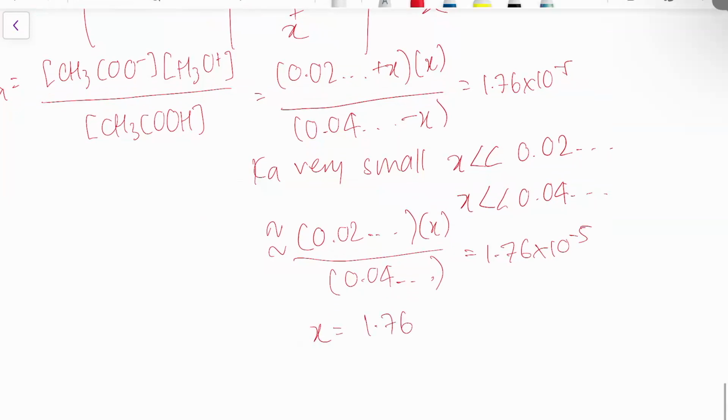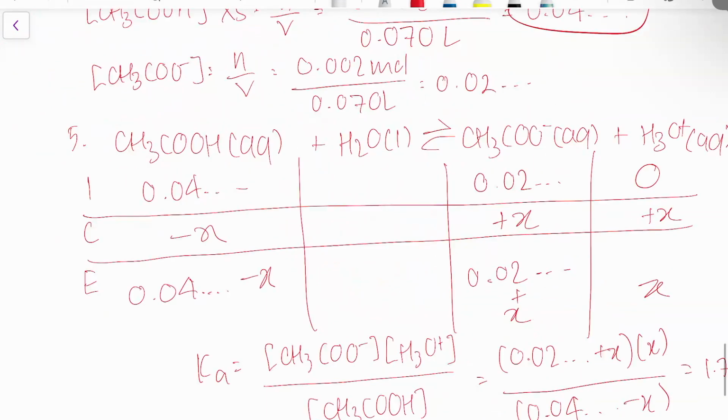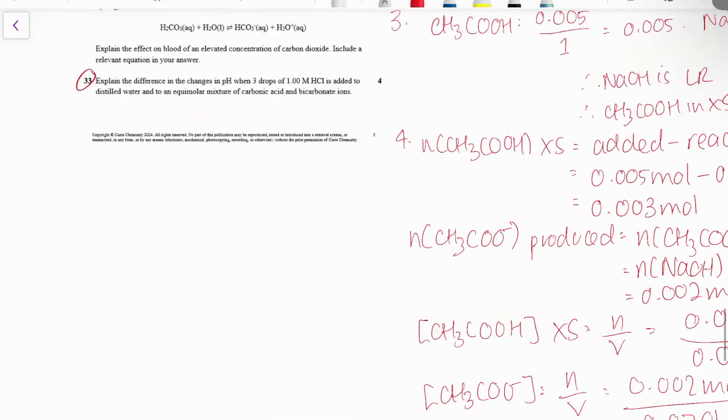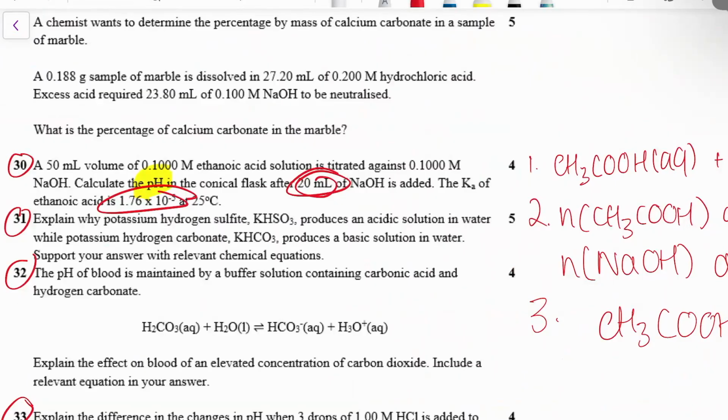So x is 1.76 times 10 to the minus 5 multiplied by 0.04 dot dot dot divided by 0.02 dot dot dot, and then x is equal to 2.64 times 10 to the minus 5 molar. And then from your ice table, x is the H3O plus. So let's see, are they asking me for pH or pOH? They're asking me for pH, which means I've got the correct ion. I've got the H plus ion.